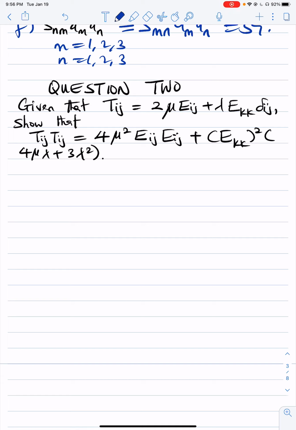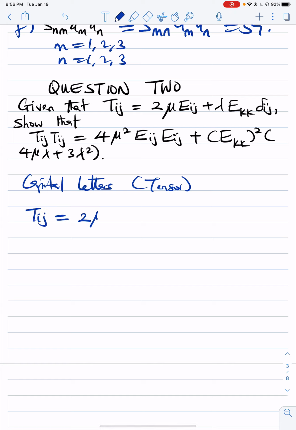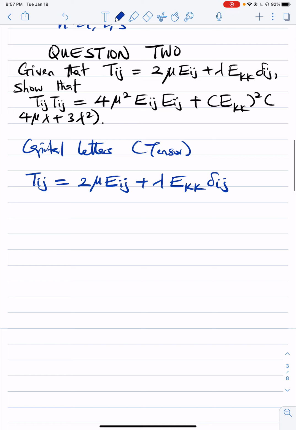Now, don't get confused. Basically, if you can remember, capital letters are for a tensor, right? Small letters are for a vector. We don't have a vector in this problem. Also, we have lambda, those are scalars. So the question has given us this Tij that equals 2 mu Eij plus lambda Ekk delta ij. So we're going to show how this is equal to Tij squared.